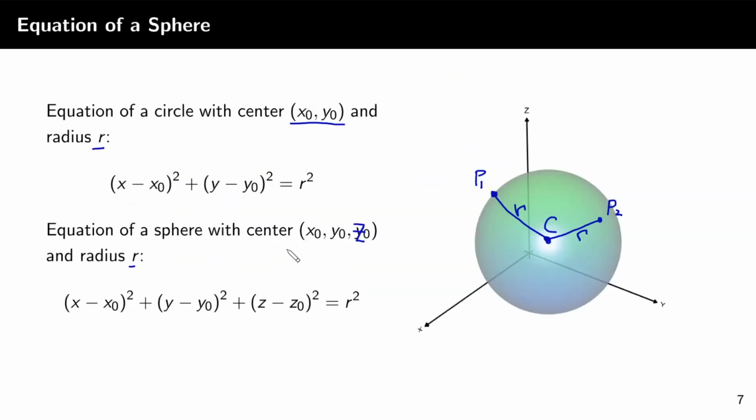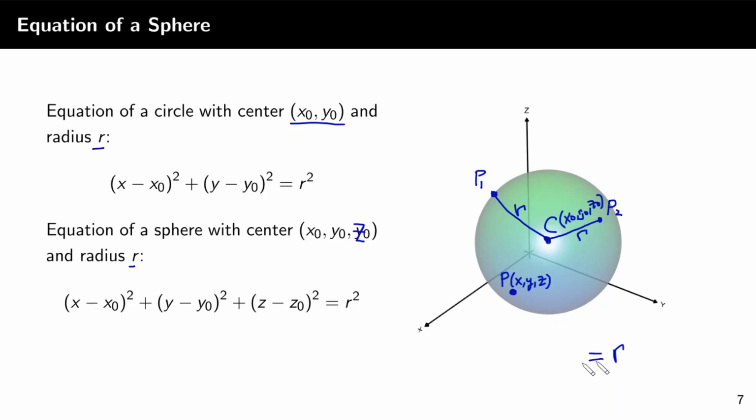Since the definition of a sphere is a set of all points that are the same distance from the center, if I have an arbitrary point here, which is P, with coordinates x, y, z, and the center C has coordinates x naught, y naught, z naught, then from the distance formula, the distance between P and C is r.